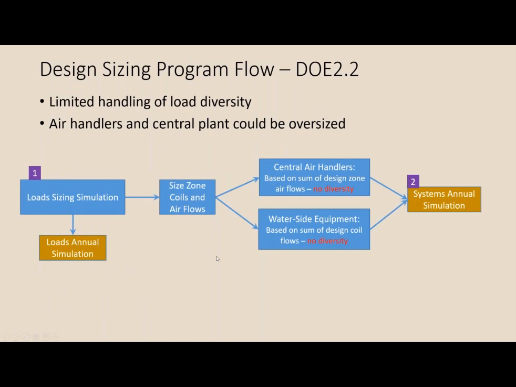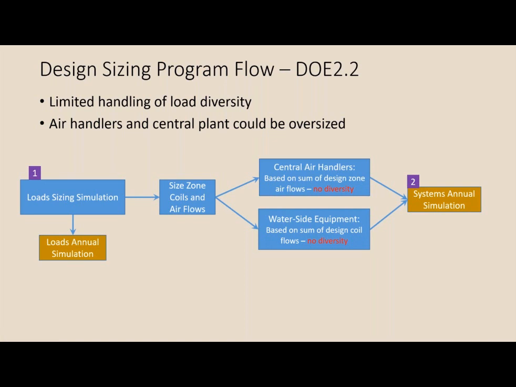So let's get into the nuts and bolts of the sizing issues and features. Going back to the DOE2.2 program, let me talk about how sizing was handled there compared to DOE2.3. In DOE2.2, there's a load simulation that does an 8760 series of calculations to calculate loads in the building, and then passes information on to the systems program. And then the systems program uses those loads to calculate zone and coil and airflow sizing.